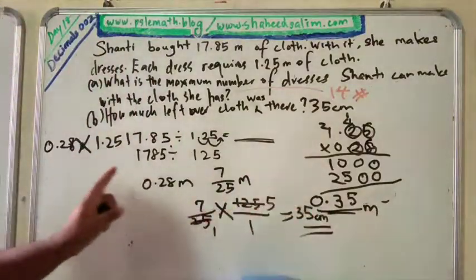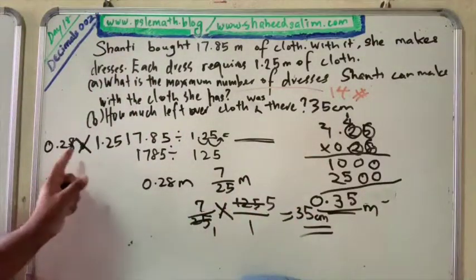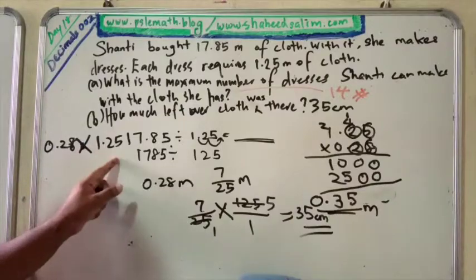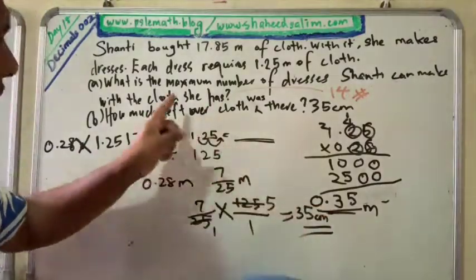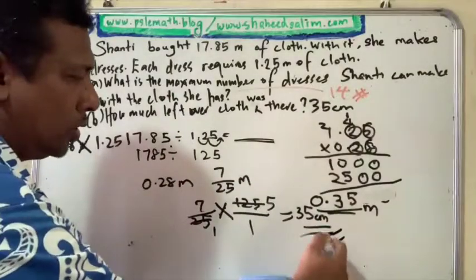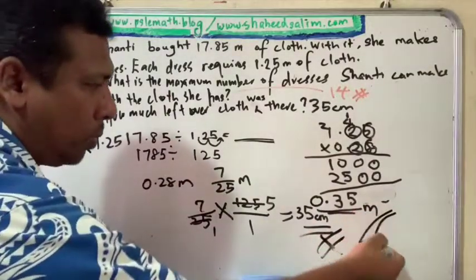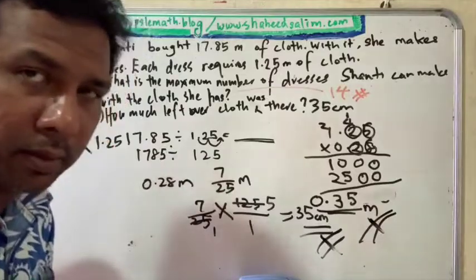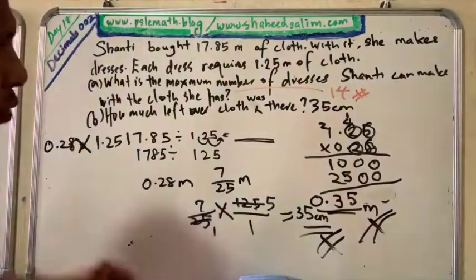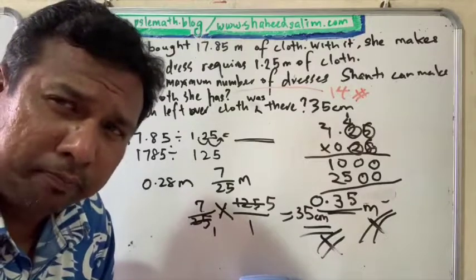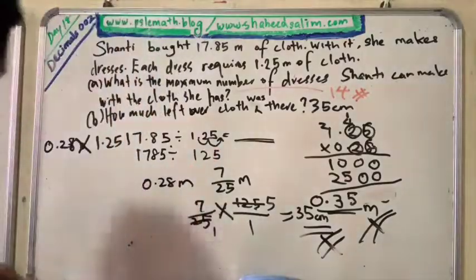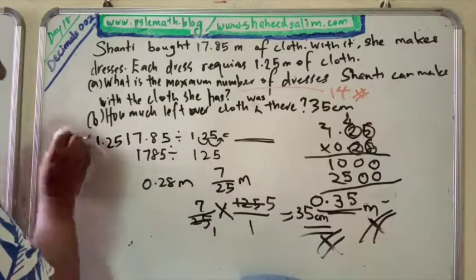Why is it meters? Because this is in meters. This one we changed to cm. So it's the same thing. The leftover cloth is either 35 cm or 0.35 meters. It's the same thing. If you don't get it, please watch the video again. If you still don't get it, I'm going to show you another way.